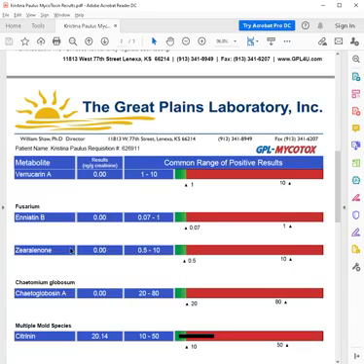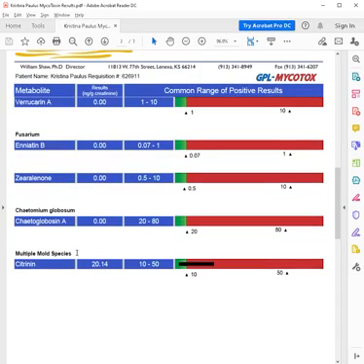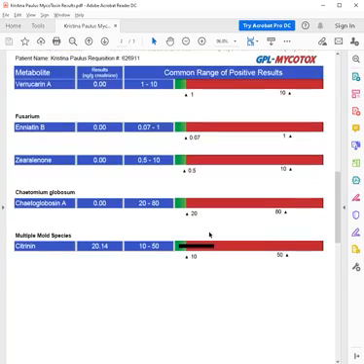Doesn't mean I didn't have them in my body. It means that I was not releasing them enough to come out into my urine. And Chaetomium globosum is next. And then a multiple mold species, to which citrinin is one, and I did have some of that, 20.14, which is within the common range that they find for people who are sick with this. So those are the graph parts.